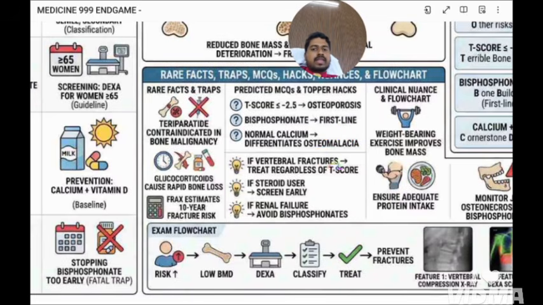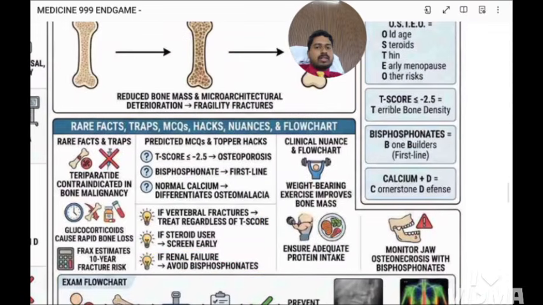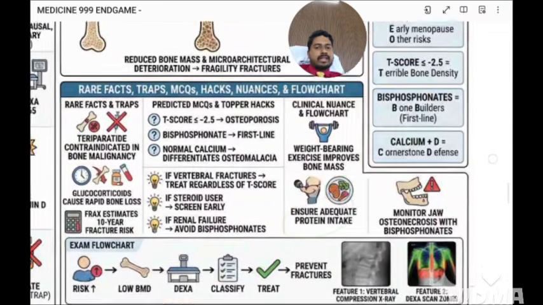Next, if vertebral fractures have occurred, treat osteoporosis regardless of T score. Very important point, because in a clinical case scenario, a question might come that the patient presented with vertebral fracture. Next, if there is a steroid user, then you have to screen with DEXA early on. And if renal failure is there, you have to avoid bisphosphonates. Weight bearing exercises improve bone mass.